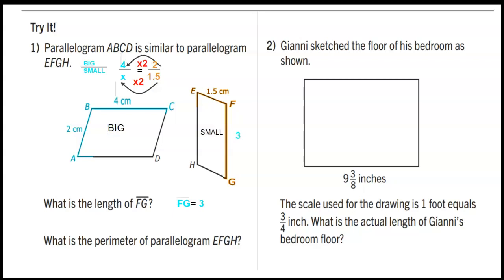Now that we know that the side of FG is 3, what is the perimeter of the parallelogram EFGH? Pause the video and answer the question. In order to determine the perimeter of the parallelogram EFGH, you would need to add all the sides. So we would add 3 plus 1.5 plus 3 plus 1.5, which would give us 9. Our perimeter for parallelogram EFGH is 9.